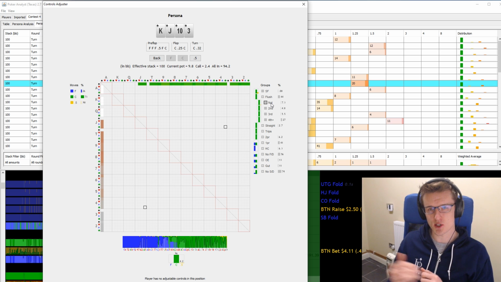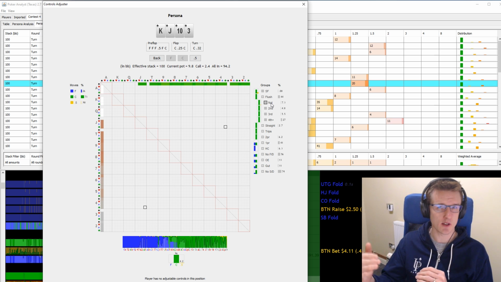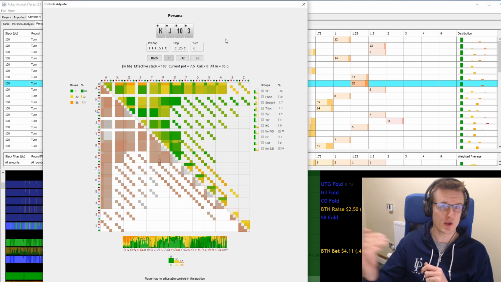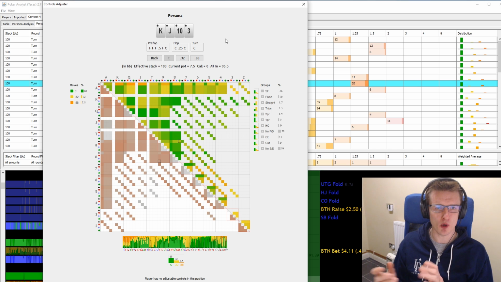But if we have the nut flush ourselves, we're going to get more EV by betting a bit smaller on both the turn and the river and getting called more often, because we're going to get a ton of folds on the river when we try and go for such a big size. So that's why we're not seeing huge sizings, and we're seeing something around about pot or a little bit bigger.